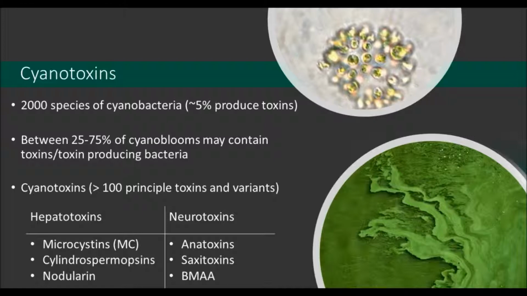Chronic impacts of these toxins are less well studied. Microcystin LR, which is one variant of microcystin, has been declared to be possibly carcinogenic after chronic exposure. Other toxins such as BMAA have been looked at for links to ALS and dementia, so neurotoxicological conditions there.